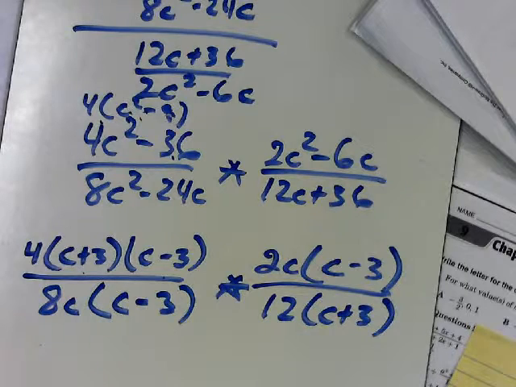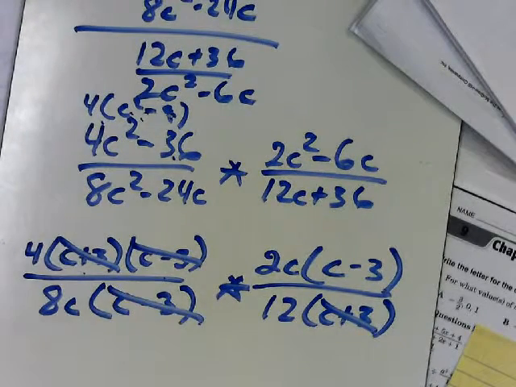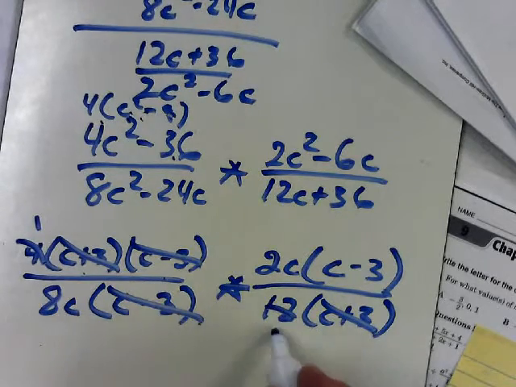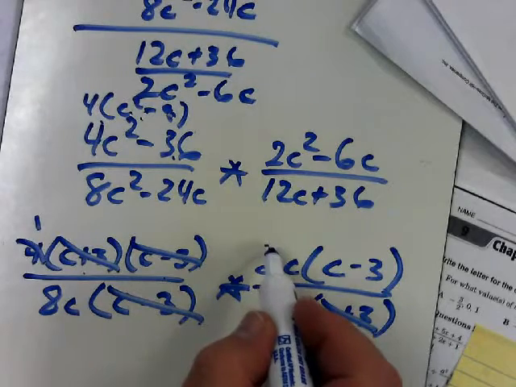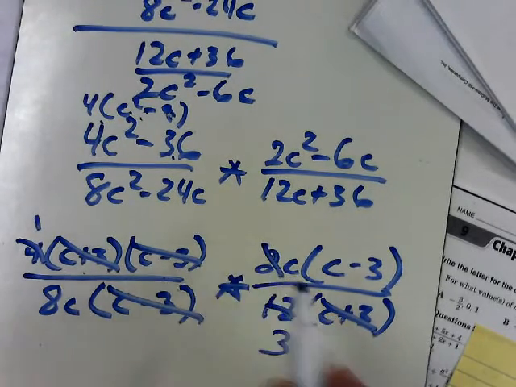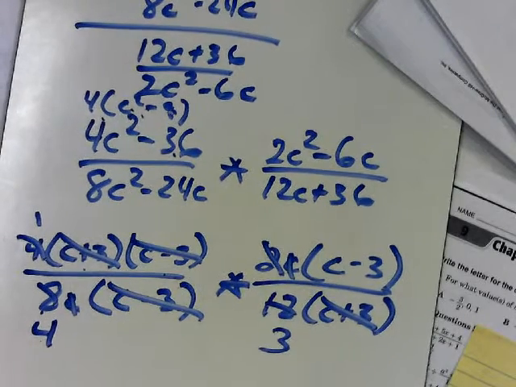Anything that I can cancel? C plus 3 and C plus 3, C minus 3 and C minus 3. And then reduce the 4 and the 12, cancel the 4 out and reduce the 12 to 3. And then we can cancel the 2C and the 8C to 1 and 4. And the C's are gone.